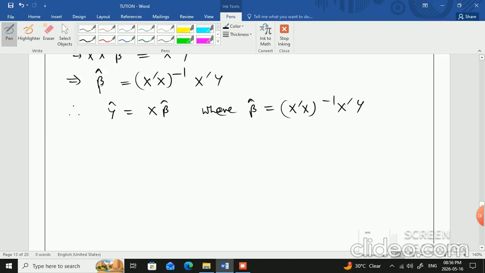From here we find the error. Error is the difference between the actual value and the estimated value. Actual value is y and estimated value is y hat. So y minus x beta hat is the error term. Now we find the sum square error.